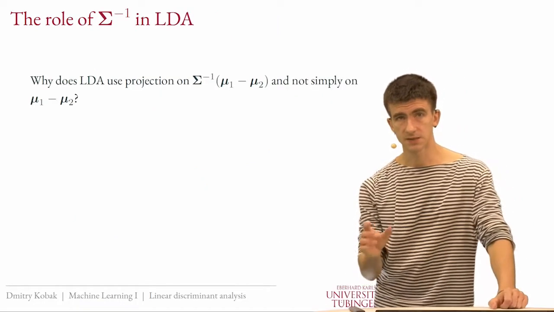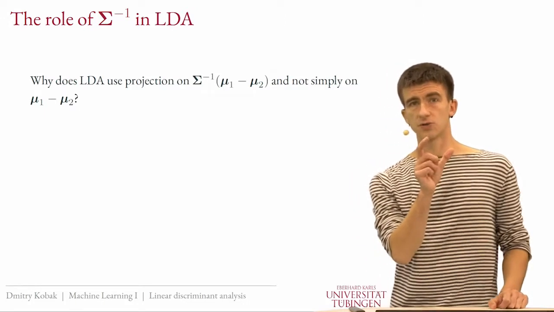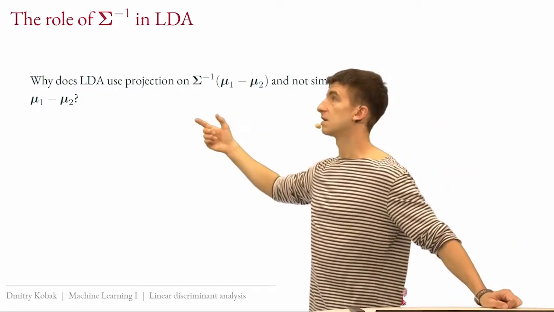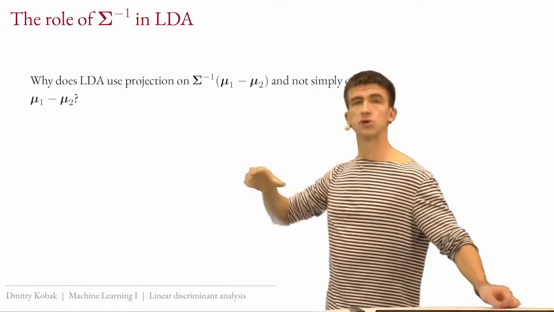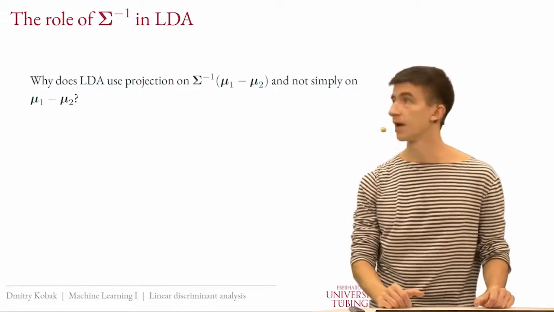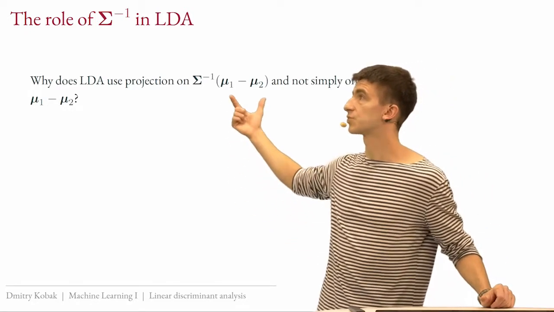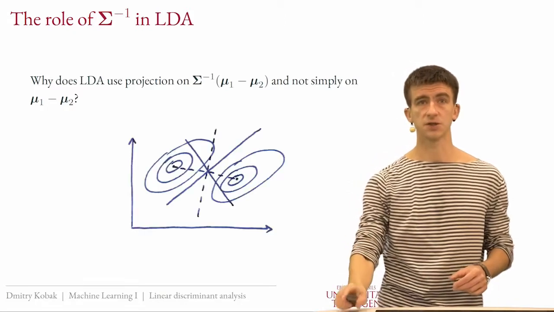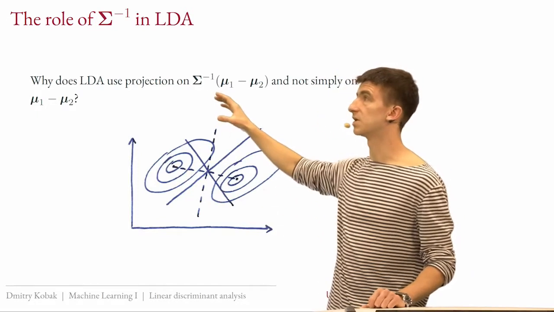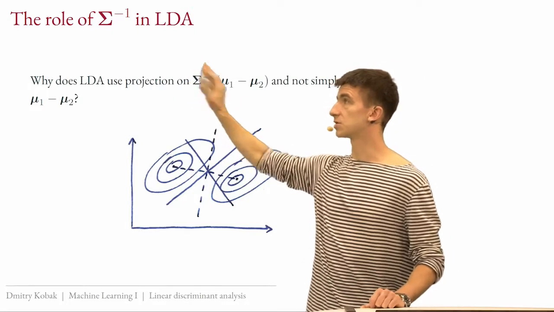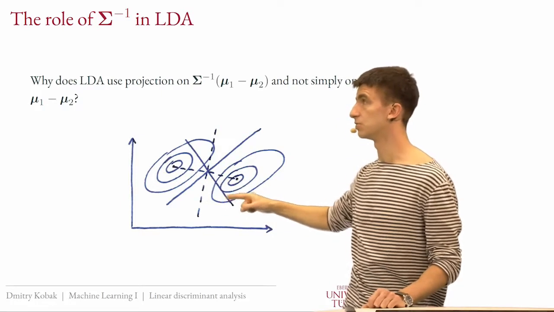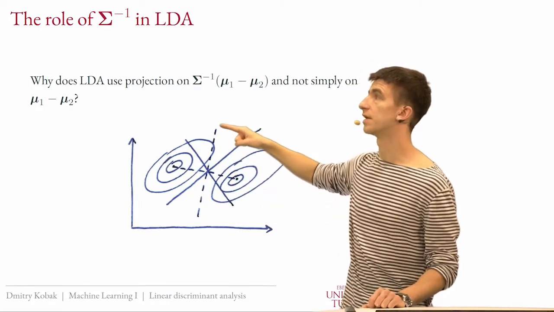Okay, let's think a little bit about the role of this inverse sigma factor here. Before doing any of this math, I could have asked you, what do you think is the best decision boundary? And one could naively think that one can just project on the line that connects the two centroids of these classes. So that's the same picture, the same two Gaussians. Here's my mu 1, here's my mu 2. Imagine I didn't have the inverse of sigma. Let's just pretend it's not here. Then this would be the difference mu 1 minus mu 2, and this is the line orthogonal to it, and this would be our decision boundary.